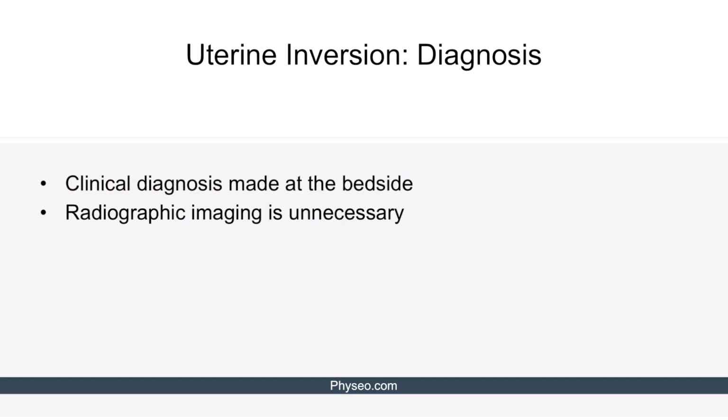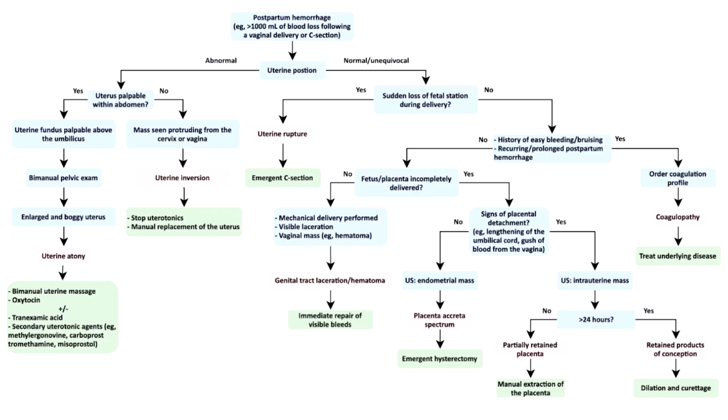This diagnosis is purely clinical and can be made at the bedside without the need for radiographic imaging. So returning to this slide, we can see that management of uterine inversion includes stopping any uterotonic medications that are currently in use and manually replacing the uterus. The placenta should not be removed until the uterus has been replaced.